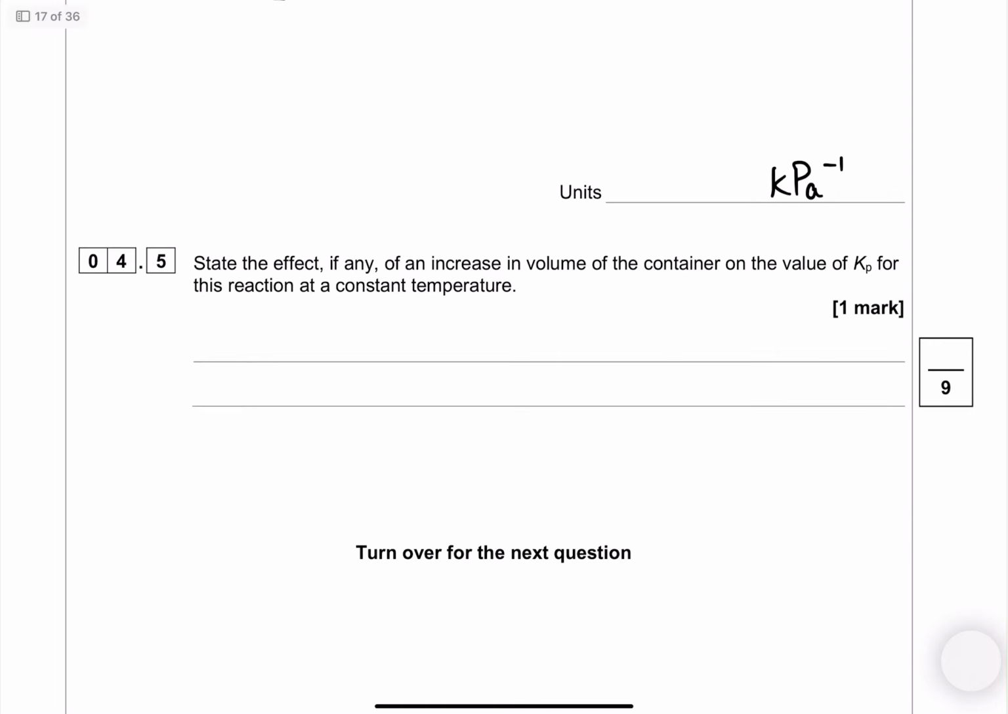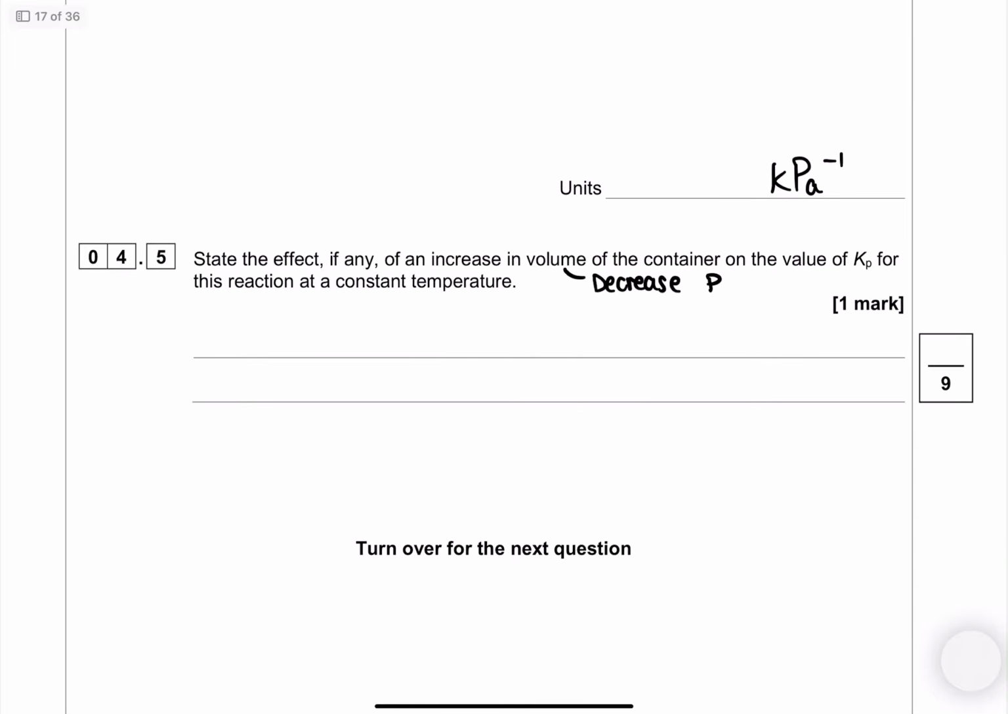State the effect, if any, of an increase in the volume. If you increase the volume, you decrease the pressure. On the value of Kp? Well, the only thing that can affect a constant in chemistry is temperature, so it doesn't really matter which way equilibrium shifts, it has no effect on the value of Kp.